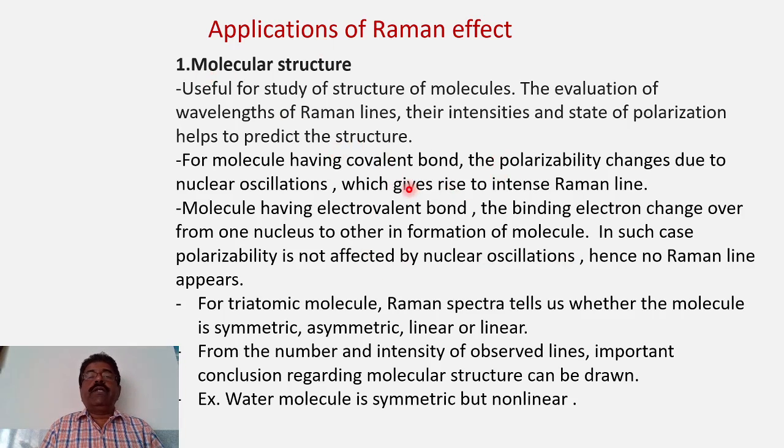What I want to point out here is, while studying the Raman spectra, you can predict the nature of the bond or the forces that exist in the molecule. Another example I can give is a triatomic molecule just like water, H2O, two hydrogen atoms and one oxygen atom. Raman spectra tell us whether these molecules are symmetric, asymmetric, linear or non-linear. For example, the water molecule is symmetric, but it is non-linear, and the angle is 120 degrees. That can be predicted from the actual Raman spectra. So from the number and intensity of observed lines in the Raman spectra, we can draw important conclusions regarding the molecular structure.